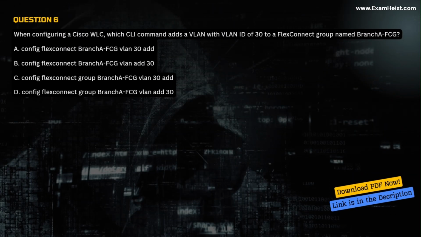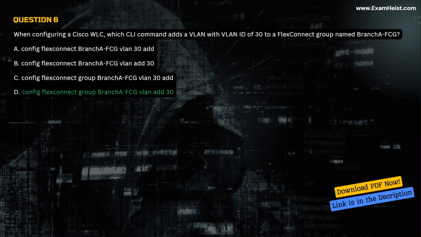Question 6. When configuring a Cisco WLC, which CLI command adds a VLAN with VLAN ID of 30 to a FlexConnect group named branchA-FCG? A. config flexconnect branchA-FCG vlan 30 add. B. config flexconnect branchA-FCG vlan add 30. C. config flexconnect group branchA-FCG vlan 30 add. D. config flexconnect group branchA-FCG vlan add 30.